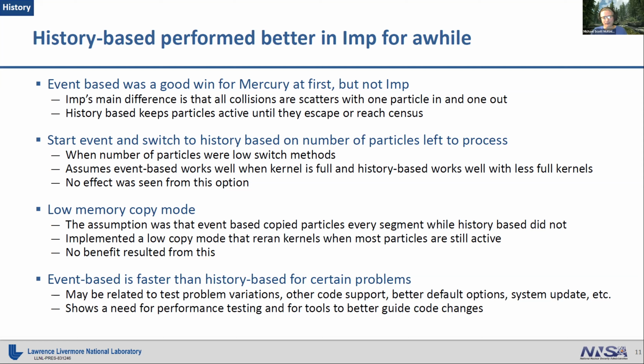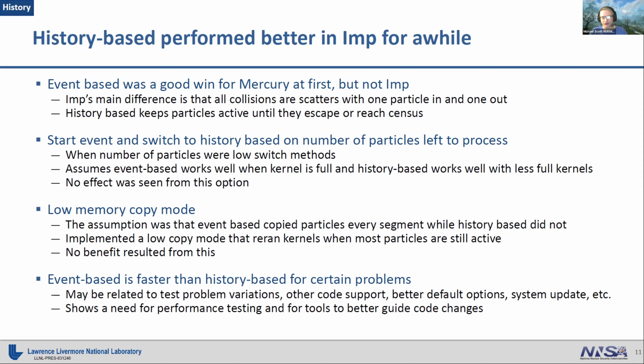So we made a low copy mode, put a lot of effort into getting that working, and it actually slowed down the problem for some cases in the places that really should have sped it up. So that wasn't it. And during this time we're trying out these things, we noticed that Imp got faster for event-based. And we're not 100% sure why.